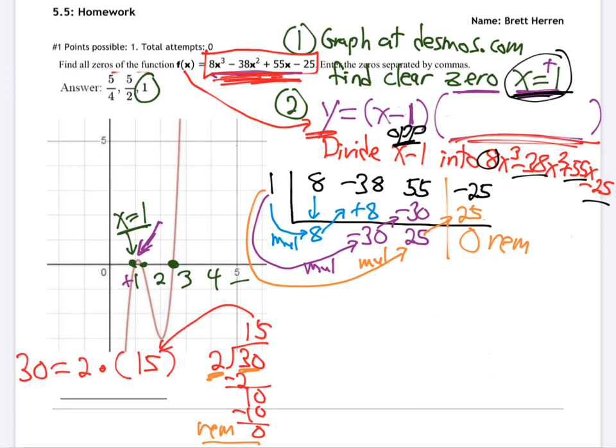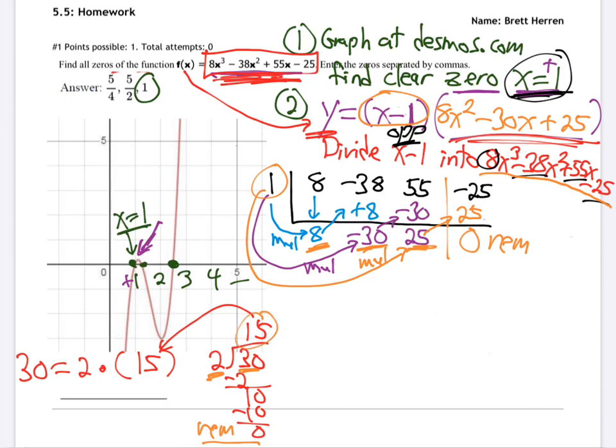So that means that x minus 1, opposite in parentheses, divides evenly into 8x cubed minus 38x squared plus 55x minus 25, our function. And what does it leave left over? These guys. This is 8x squared minus 30x plus 25. Does that make sense there? That tells us what multiplies.